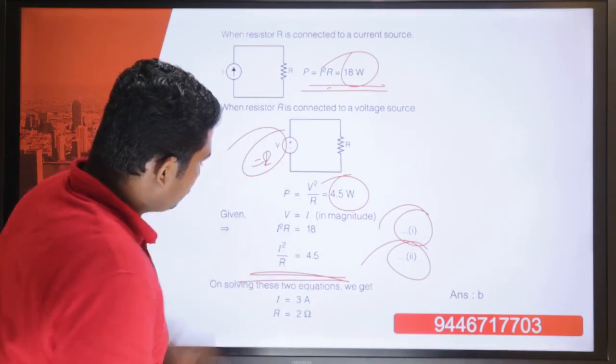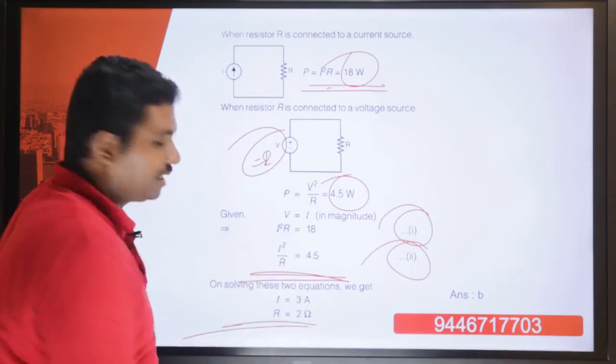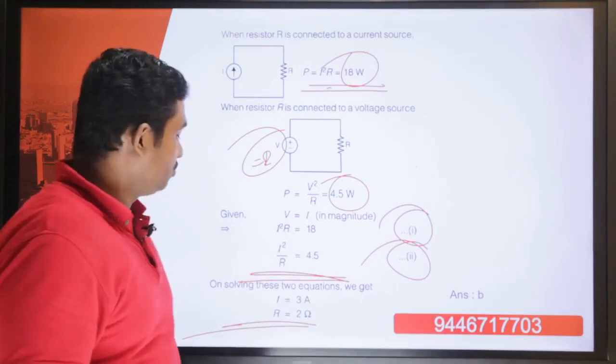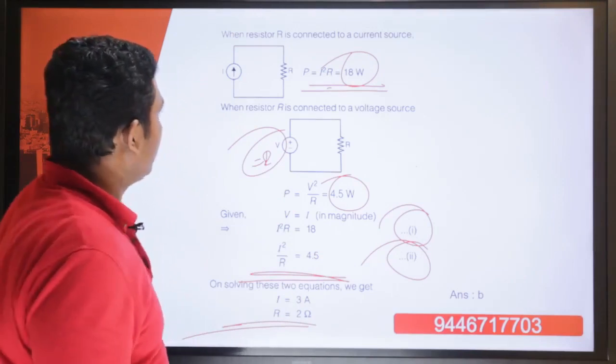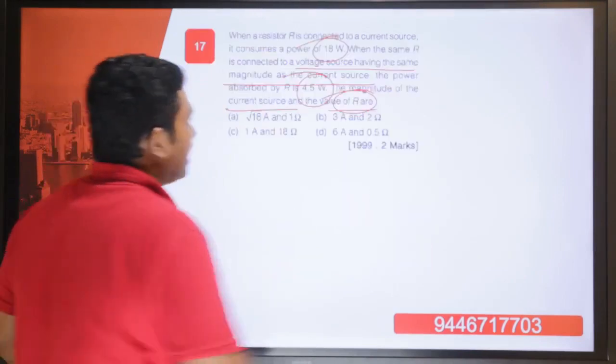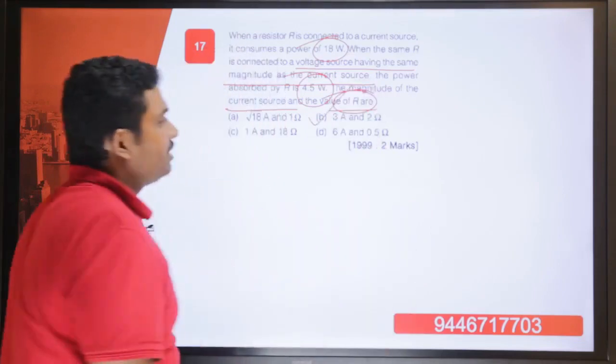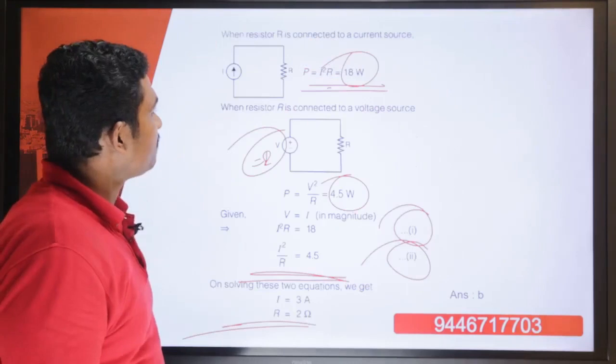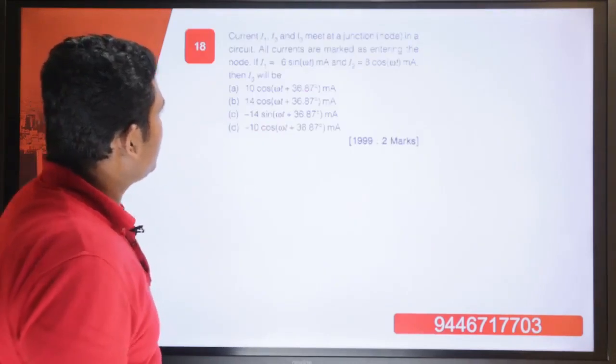So solving these two equations, you will get the values of I and R. I comes to be 3 amperes and R comes to be 2 ohms. So what is our answer? Our answer is option B, 3 amperes and 2 ohms. So that is about question number 17. Now moving into question number 18.